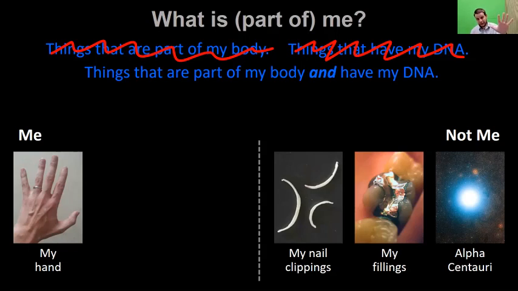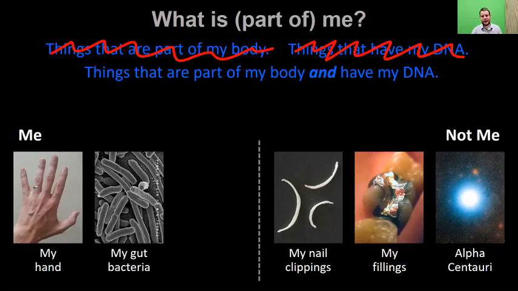Okay, my hand is part of my body and has my DNA. My nail clippings have my DNA but aren't part of my body. My fillings are part of my body but don't have my DNA, and Alpha Centauri is none of those things. So, good. This rule works. How about my gut bacteria?